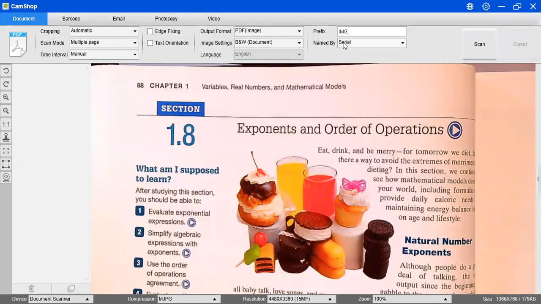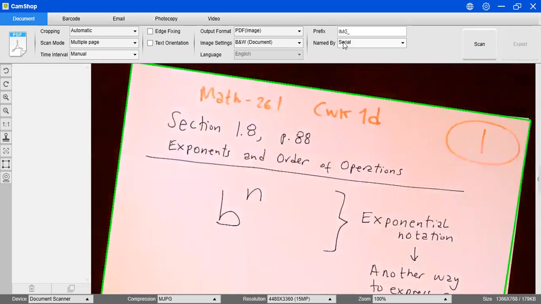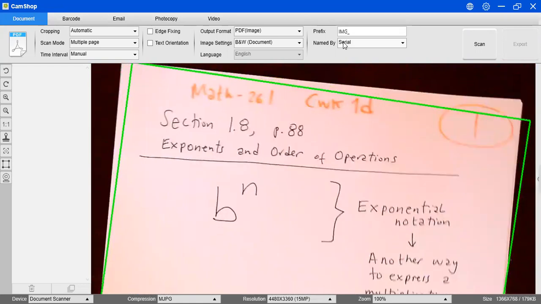We're going to start the last section of chapter 1. So section 1.8 is about exponents and order of operations, and it starts on page 88. So this is an important section, and with that we're going to be able to have all the tools that we need to do our algebraic computations from now on.